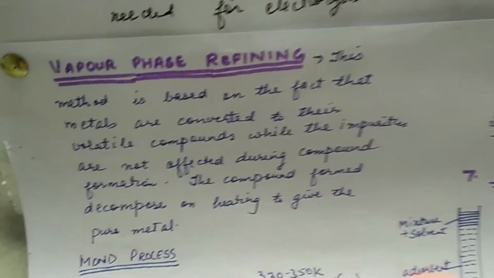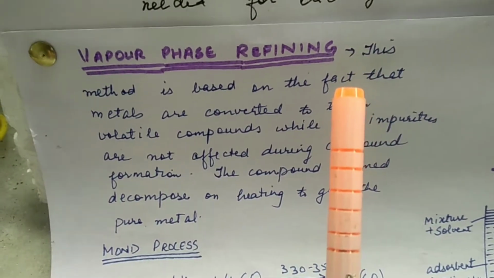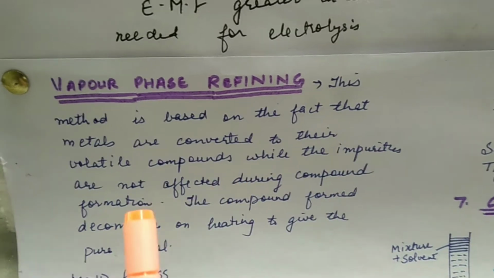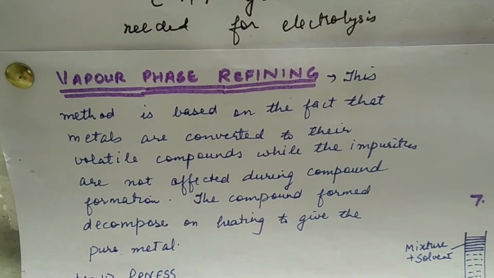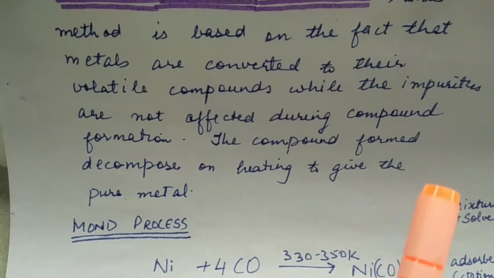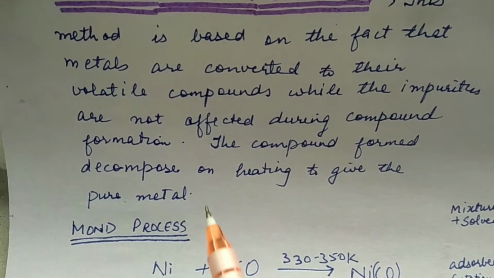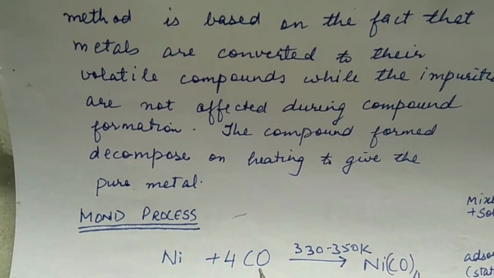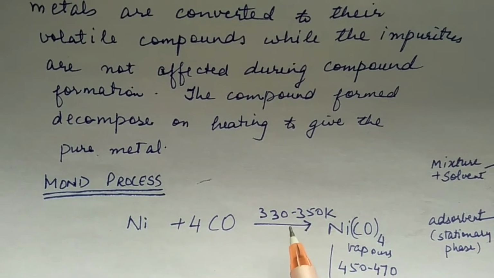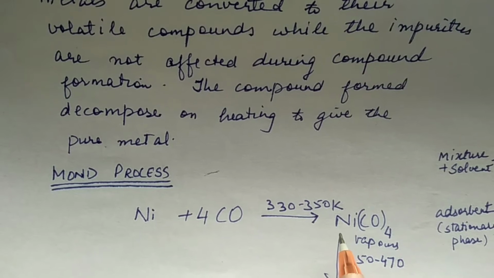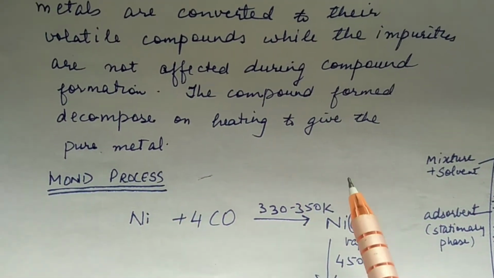Next method is vapor phase refining. This method is based on the fact that metals are converted to their volatile compounds while the impurities are not affected during the compound formation. So the compound formed then decomposes on heating to give pure metal. For example, if a metal like nickel is heated, it will combine with carbon monoxide at this temperature, 330 to 350 Kelvin, and it will form volatile tetracarbonyl nickel, which flows over.